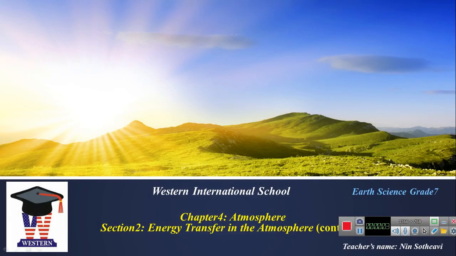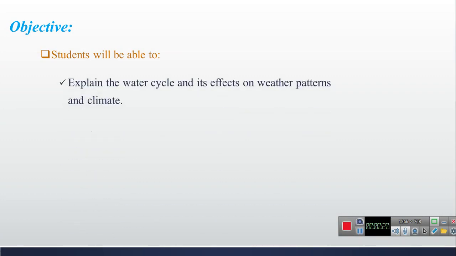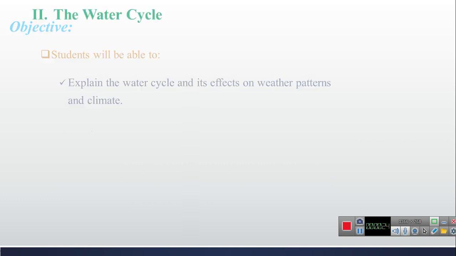Okay, so hello students. Today we will continue our lesson from last week about Chapter 4, the atmosphere, Section 2, energy transfer in the atmosphere. For today you will be able to explain the water cycle and its effect on weather patterns and the climate. For the water cycle that takes place on the Earth, there are three processes.